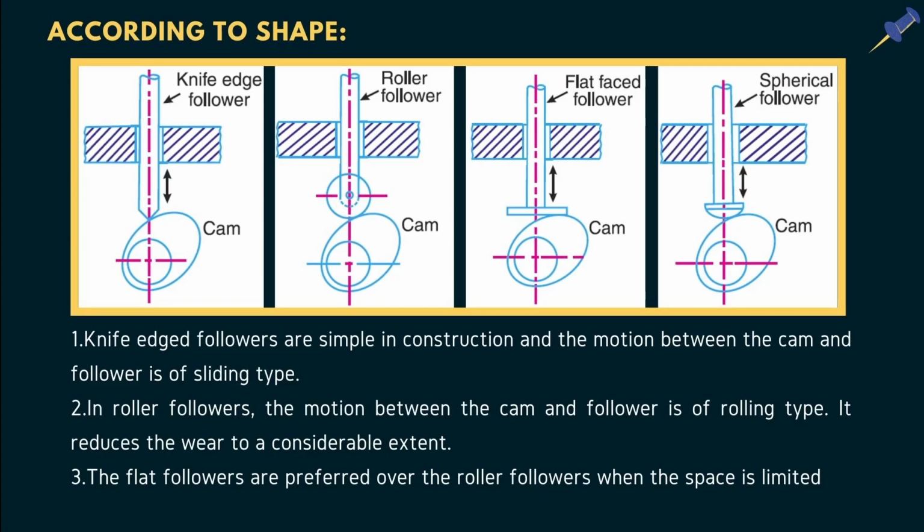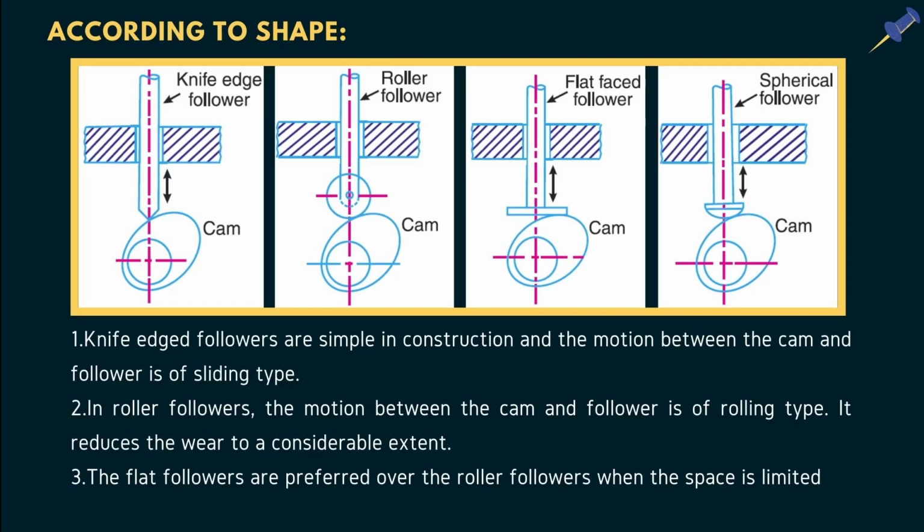Let's start with first kind of follower which is knife edge follower. In case of knife edge follower, the point of contact of follower and cam is in shape of sharp edge. So here as we can see in the first diagram, the follower is having sharp edge and that's why it is called as knife edge follower. It is simplest follower in construction. This type of follower is not suitable for precision application, that is where timing is more important. We can't use this type of follower there. This is mostly used in paper cutting operations.